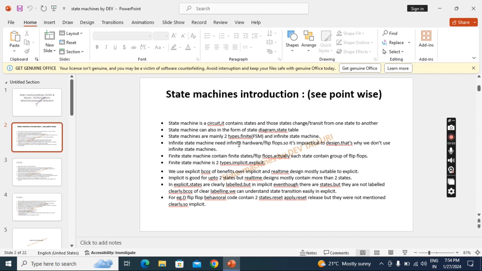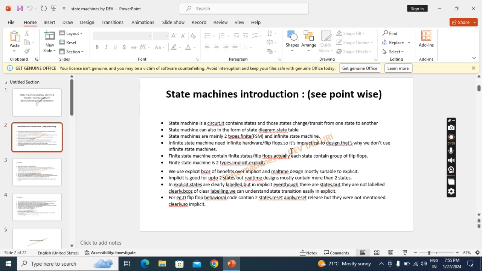State machines are mainly two types: finite state machines and infinite state machines. Of course, we use finite state machines. Infinite state machines need infinite hardware or flip-flops, so it is impractical to design. That's why we don't use infinite state machines. Infinite means we need infinite hardware, no? That's not possible to design. But finite state machines are possible.